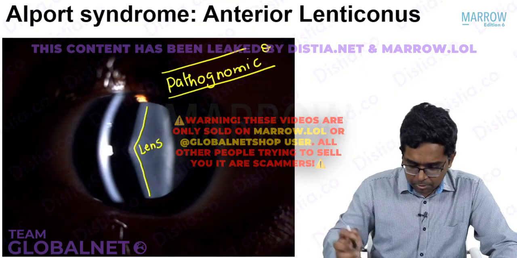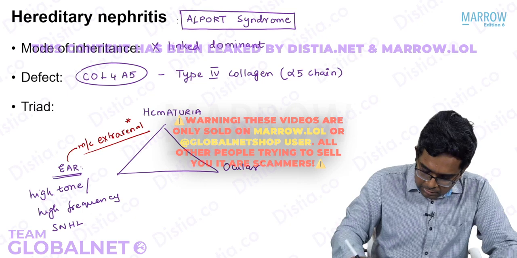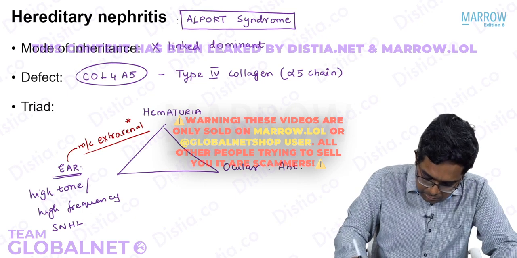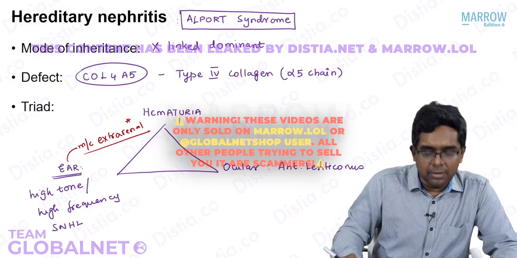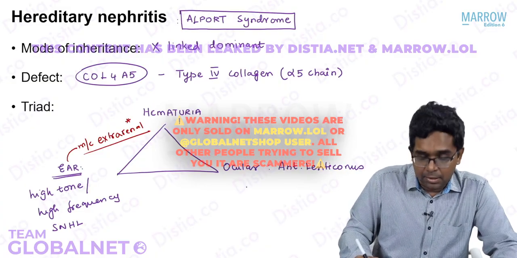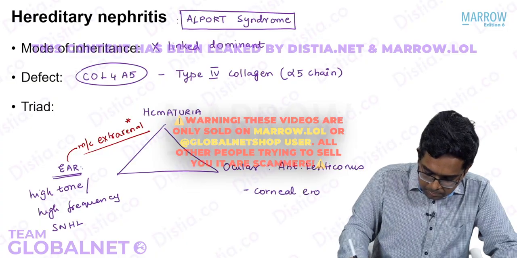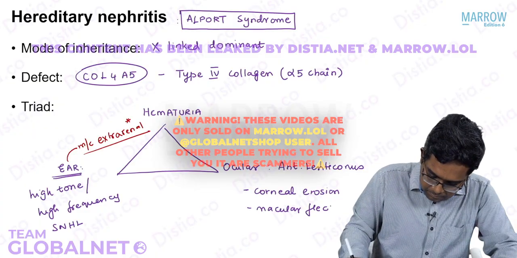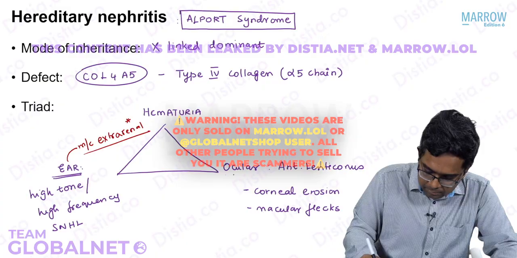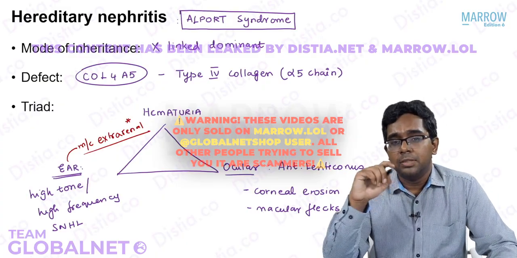So, the most important eye manifestation is anterior lenticonus. The other important manifestations in the eye are corneal erosion and presence of macular flecks. Okay, right. So these are the characteristic features of Alport syndrome that one should know about.